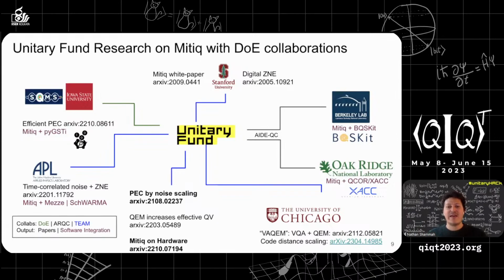So this is a sort of broad overview of the work we've done, both at the software level, but also with research output. And I would like to especially point out this recent result together with the University of Chicago on code distance scaling. So this is an application of quantum error mitigation to quantum error correcting codes.